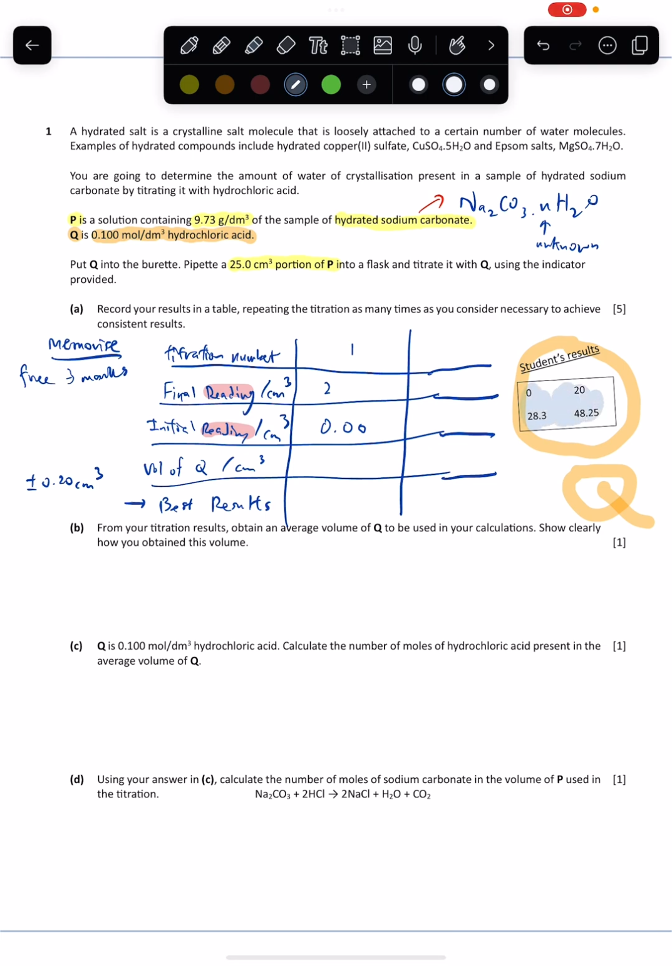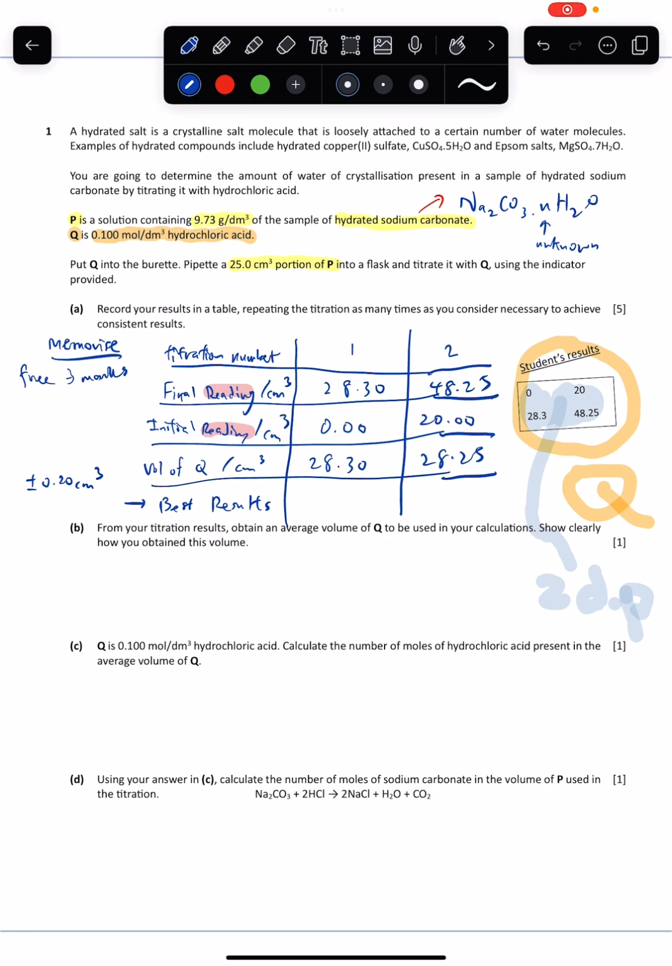All these must be 2 dp. 28.30. So the difference will tell you how much chemical is used. Next one, you start from 20, you end at 48.25. So you need 28.25. In this case, both of them are best results. So in exam context, you just tick, you get a mark.